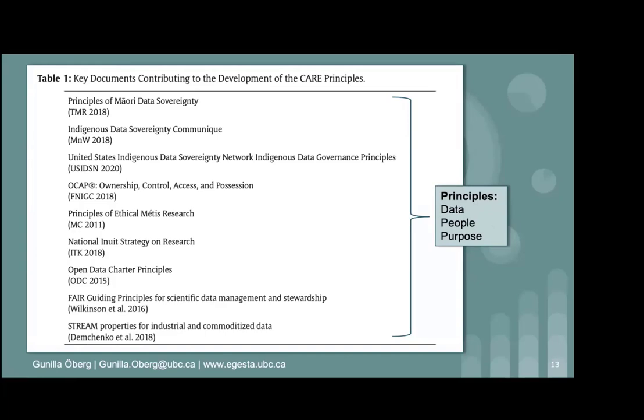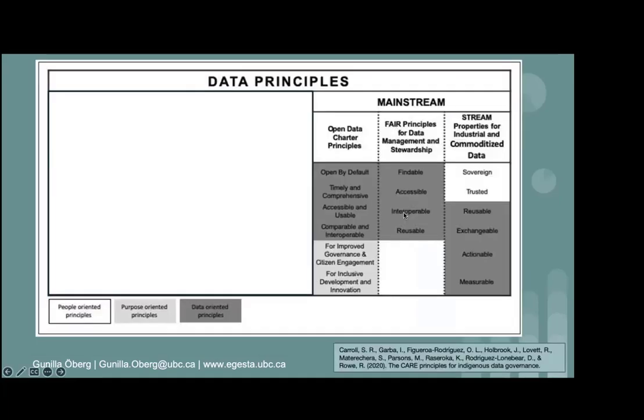There we go. And you're probably more familiar with either the FAIR principles, which are findable, accessible, interoperable, and reusable, which are very data-oriented principles, or the open data charter principles: open by default, timely, comprehensible, accessible, reusable, comparable, interoperable, and purpose-oriented for improved governance and citizen engagement, for user development, innovation, etc.